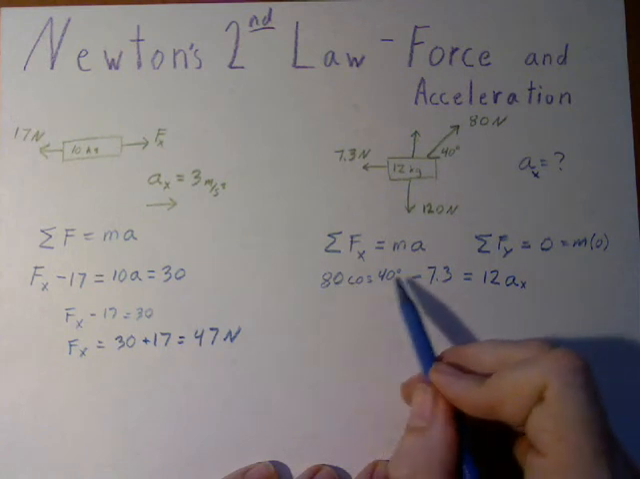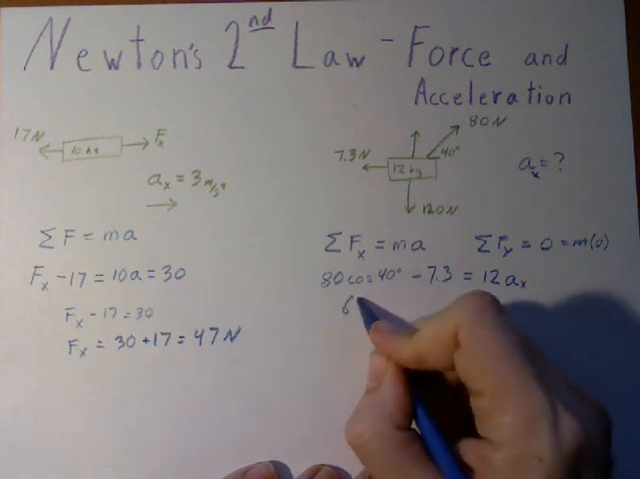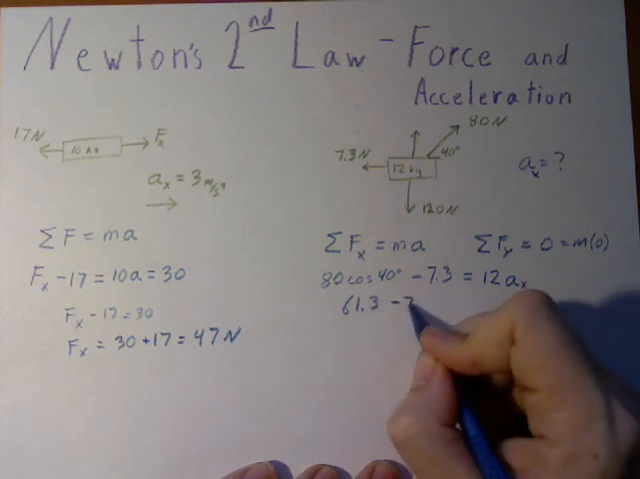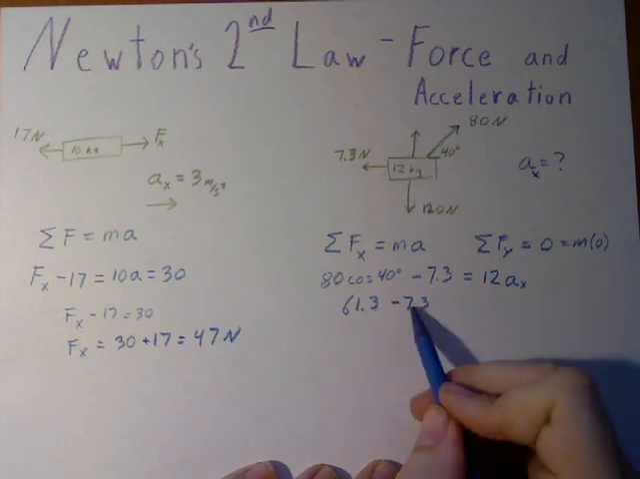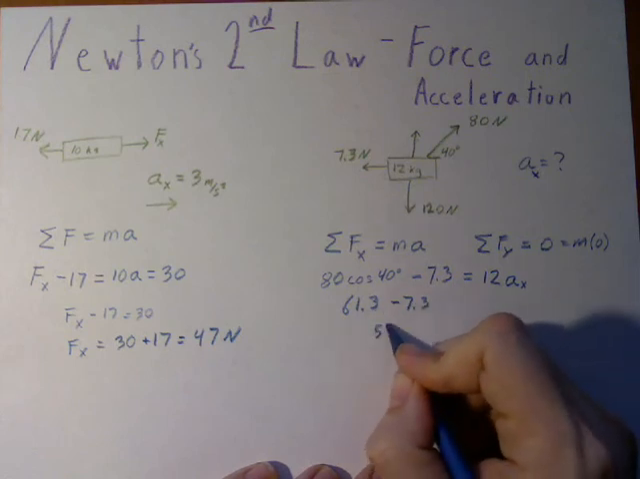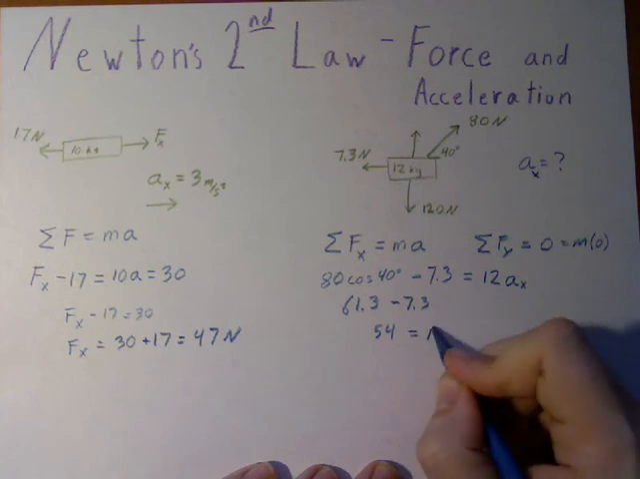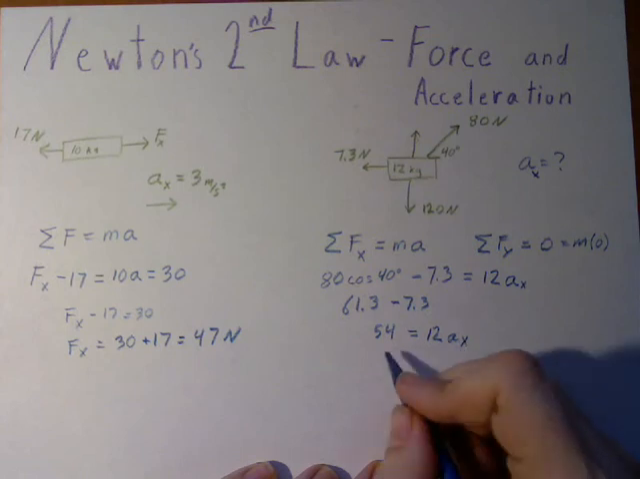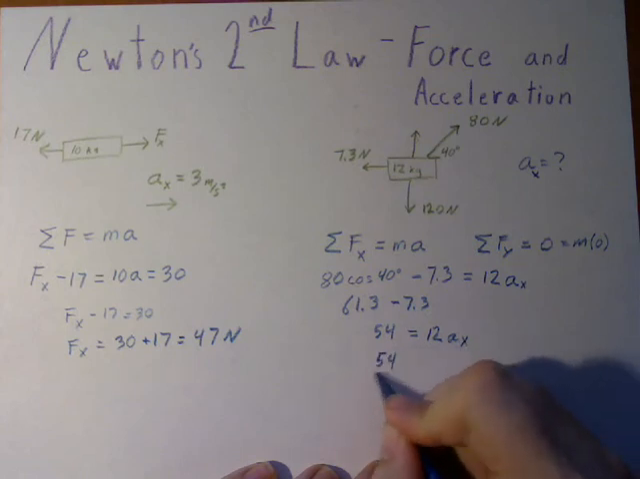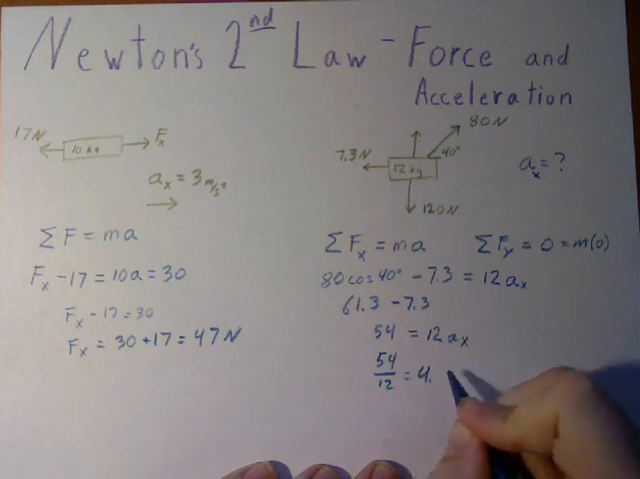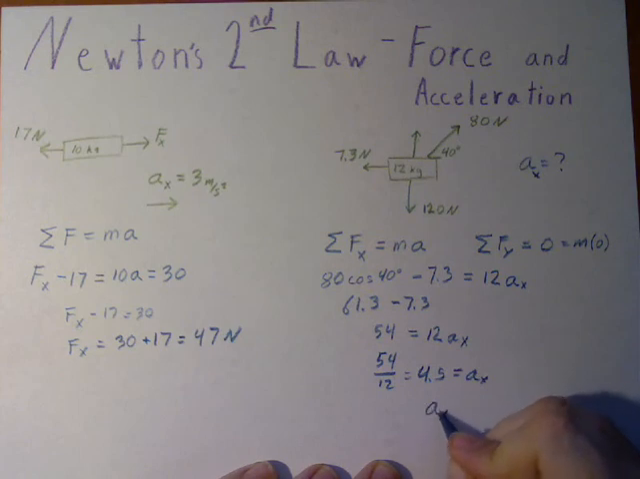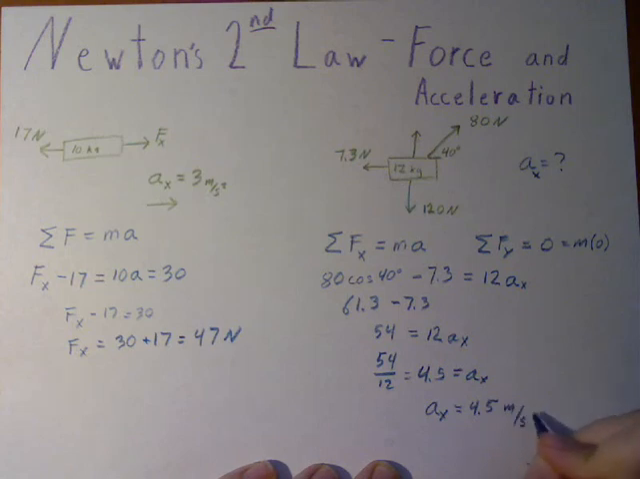If I evaluate 80 cosine 40, I get 61.3. If I subtract, continuing the rest of my problem, I subtract off 7.3, I get 54 equals 12 Ax. Dividing both sides by 12, I get 4.5 equals Ax. The horizontal acceleration is 4.5 meters per second squared.